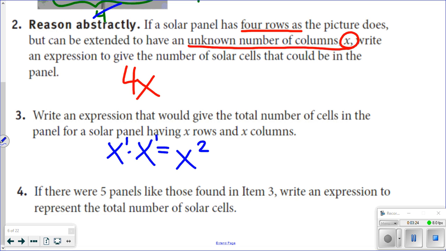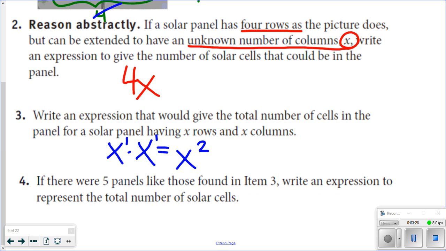Now, if there were 5 panels like those found in question 3, write an expression, no equal sign, to represent the total number of cells. So I have 5 of the x squareds. So 5 times x squared is 5x squared.